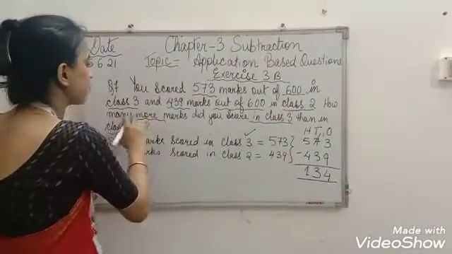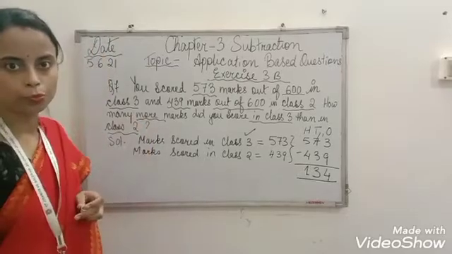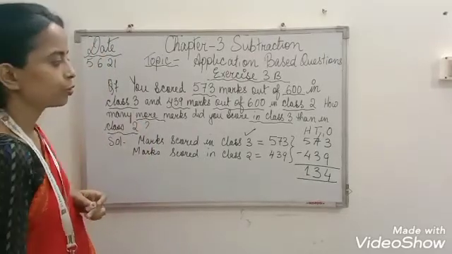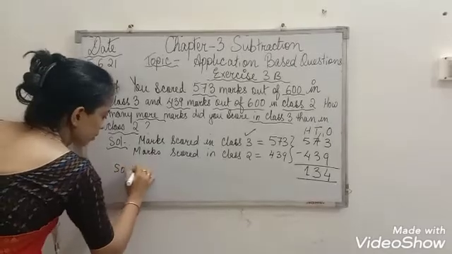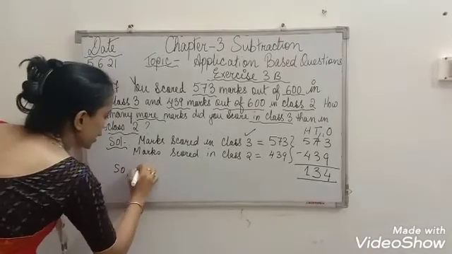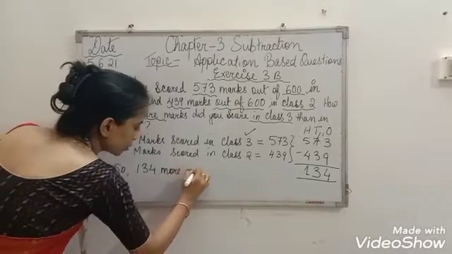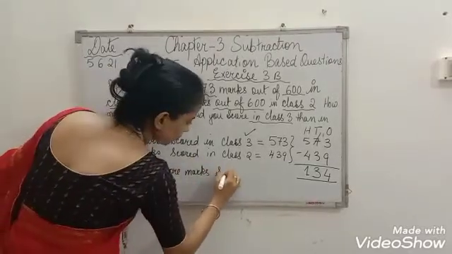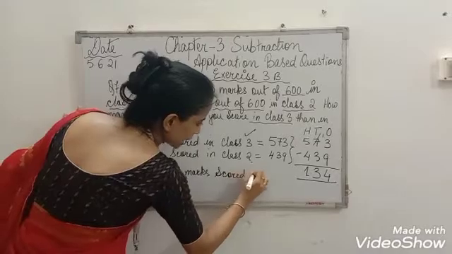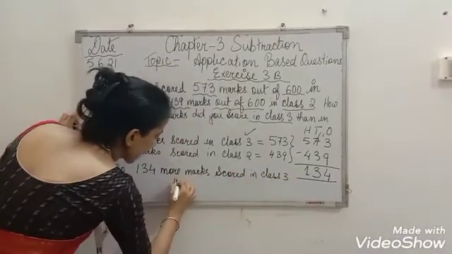So how many more marks did you score in class 3 than in class 2? 134 more marks scored in class 3 than class 2.